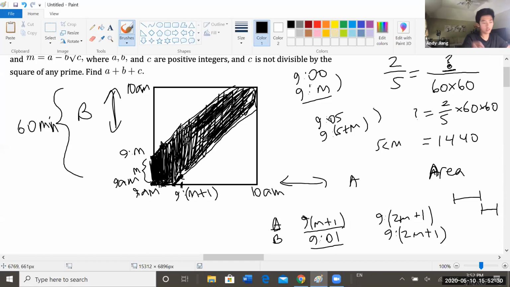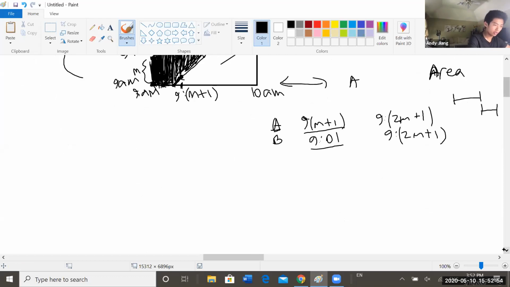And another way you can think of this is to do it by counting the regions that don't work. For example, if I chose 9 a.m. for person A, then the times that don't work are from 9 a.m. to 10 a.m. And I could do the same process for all the other ones.